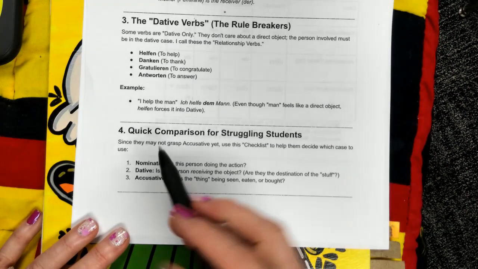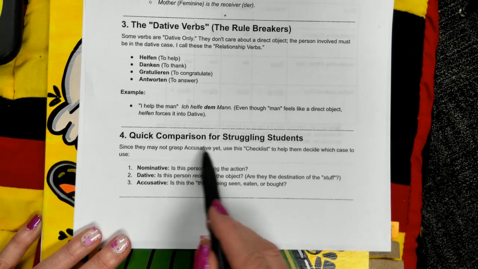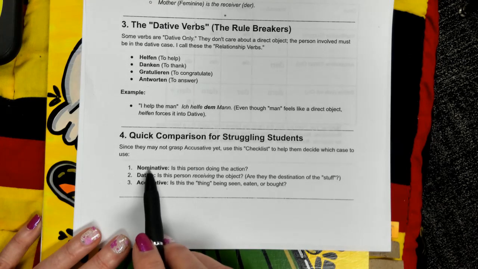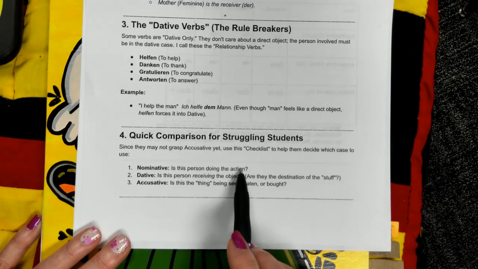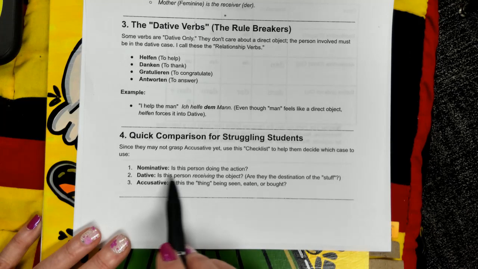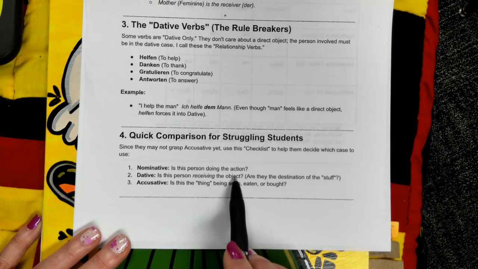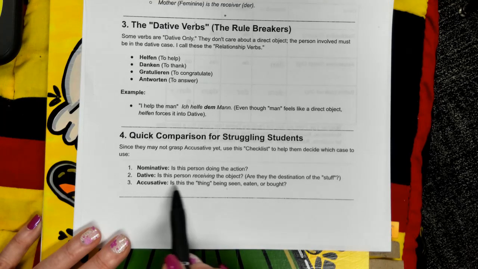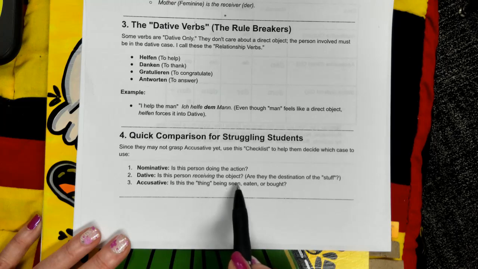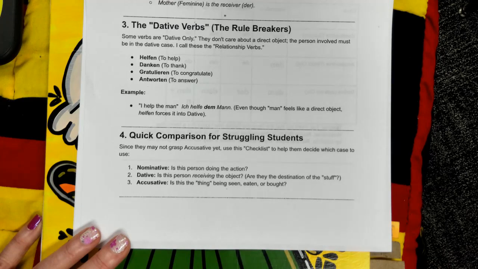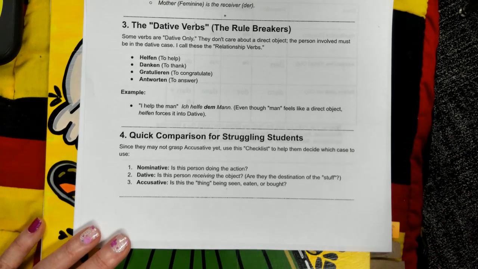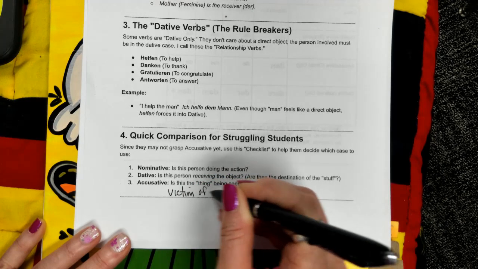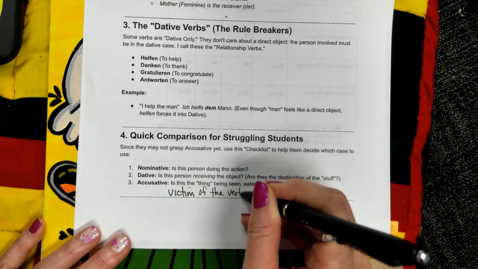So since the accusative is still a struggle for you, use this checklist to help decide which case to use. Nominative is the person doing the action. Dative is the person receiving the object. Are they the destination of the stuff? And accusative, is this the thing being seen, eaten, or bought, or whatever? Is it the victim of the verb? I like to say that. The victim of the verb.